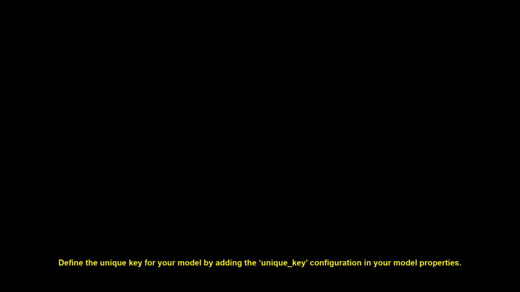Define the unique key for your model by adding the unique_key configuration in your model properties. This unique key will help DBT identify new or updated records during each run. Write your SQL query to select the data that needs to be loaded incrementally.